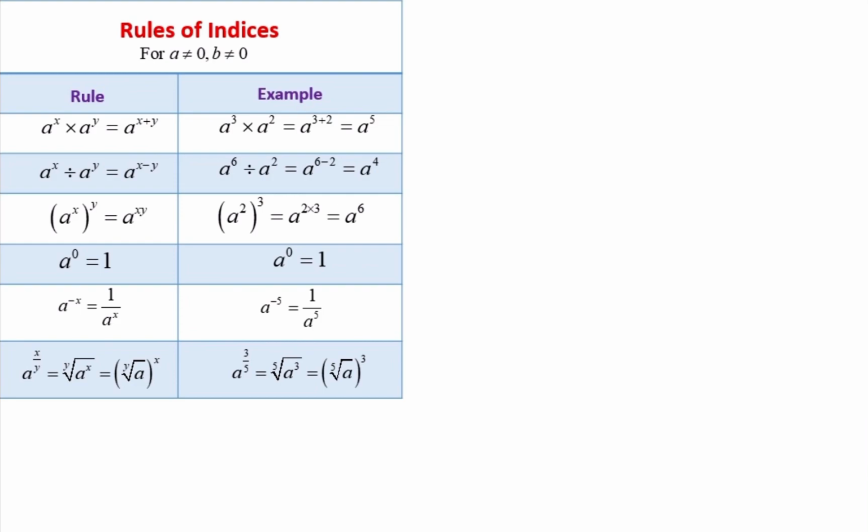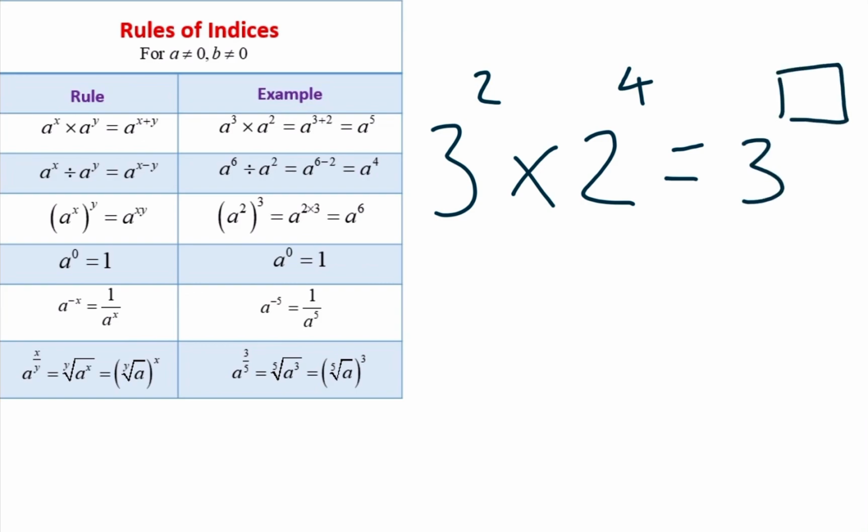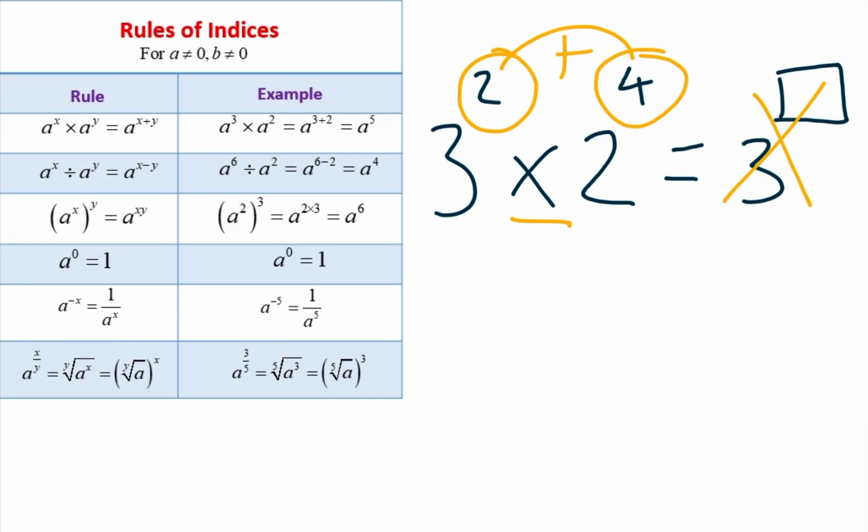Just one more. Let's try this. 3 to the power of 2 times 2 to the power of 4 equals 3 to the power of what? So here we've got a 2, we've got a 4. Most students here are going to add them up because it's multiplication, but you can't do this question. The reason why you can't do this question here in this case is because the two bases are not the same. If the two bases are not the same, you can't do this question.